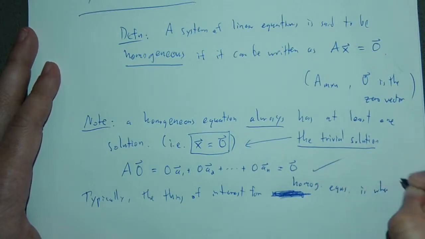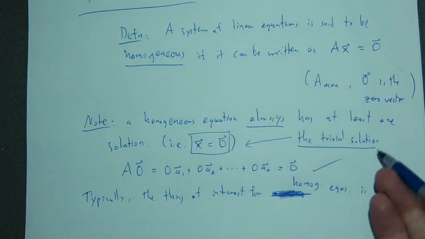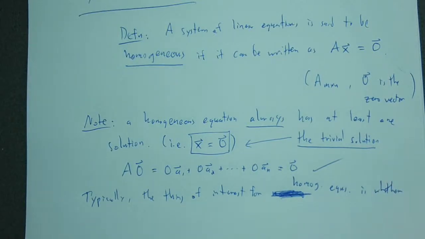Is whether a non-trivial solution exists. So we already know that the trivial solution always exists. So we're in the case that it is consistent. A homogeneous equation is always consistent. It always has at least one solution. The question is whether it has more than one, right? And of course, we know if it has more than one, it has infinitely many.